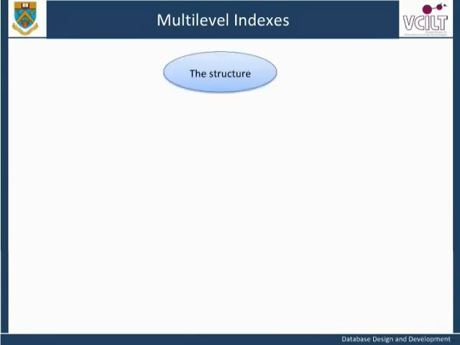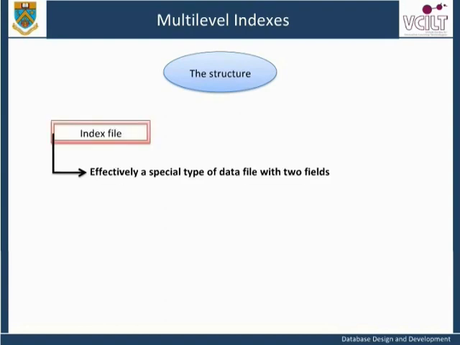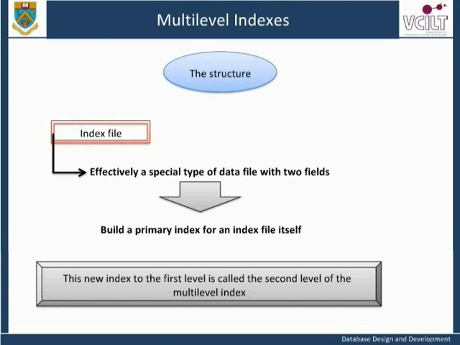The structure. A multi-level index considers the index file, which was discussed in the previous sections, as a single-level ordered index, and will now be referred to as the first or base level of the multi-level structure, as a sorted file with a distinct value for each K(i). Remember, we mentioned earlier that an index file is effectively a special type of data file with 2 fields. Thus, we can build a primary index for an index file itself, that is, on top of the index at the first level. This new index to the first level is called the second level of the multi-level index.